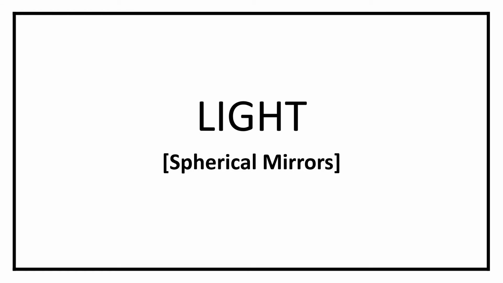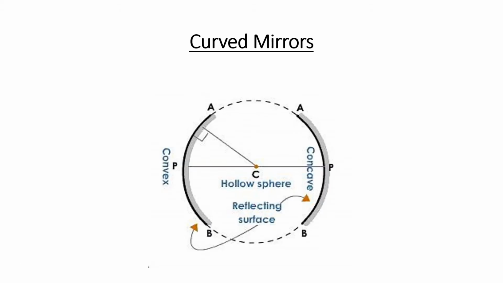Hi students, in the previous session we learned about the plane mirror where the reflecting surface is flat and smooth. In this session we will learn about spherical mirrors where the reflecting surface is a part of a hollow sphere of glass. That is why it is called spherical mirror. Look at this diagram. You can see a hollow sphere and this part forms a mirror and this part also forms a mirror.